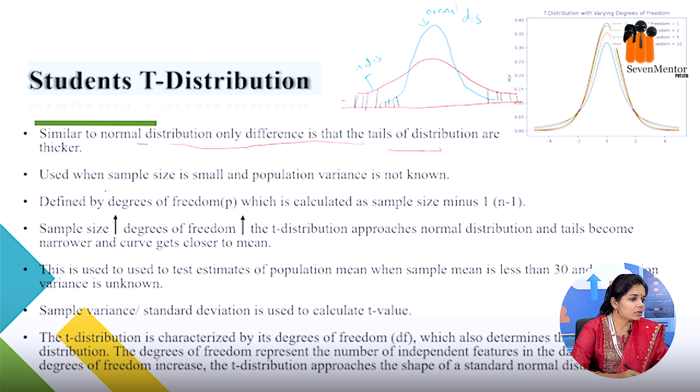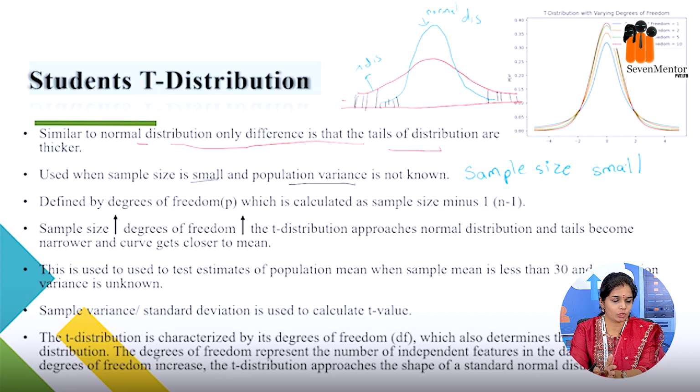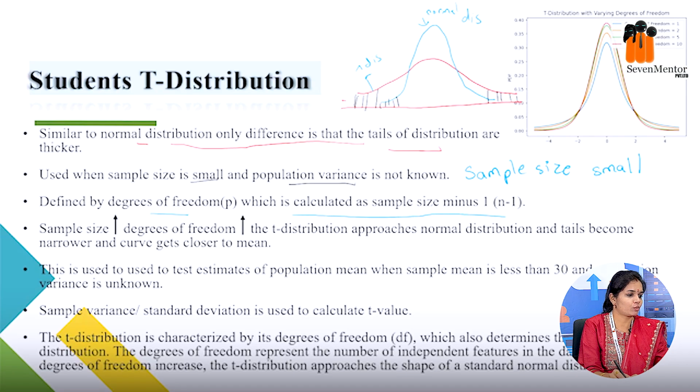It is used when the sample size is small and the population variance is not known. So in the case where the population variance is not known, the T distribution is used, and we can say the sample size is small, and the population standard deviation is not known in this case. It is defined by the degrees of freedom, which is calculated as n-1.